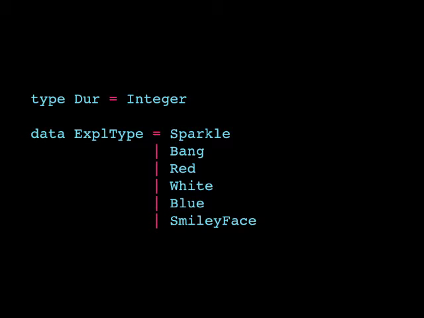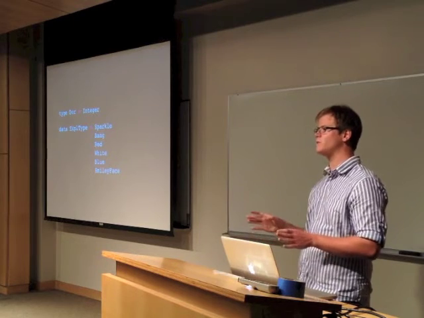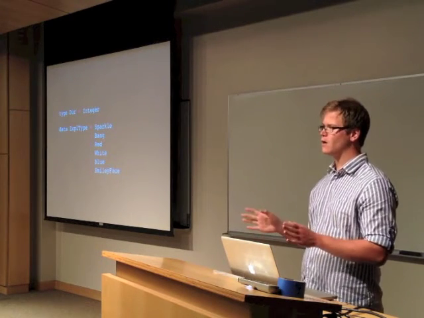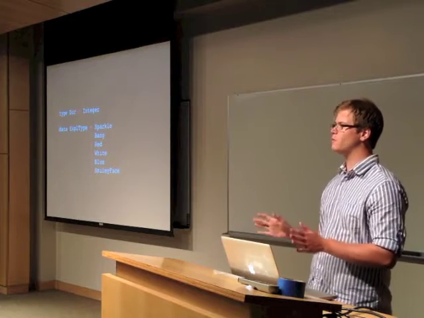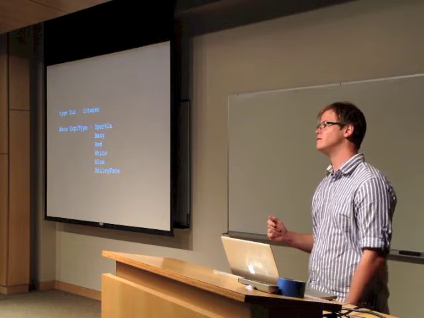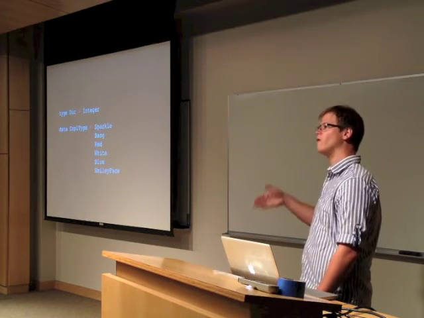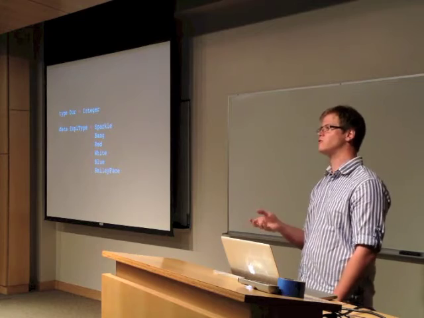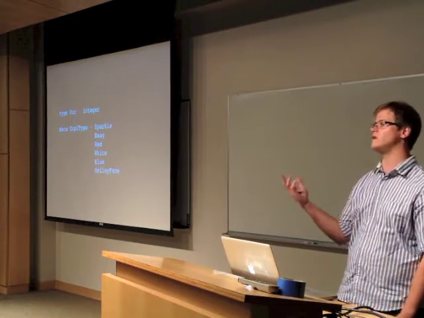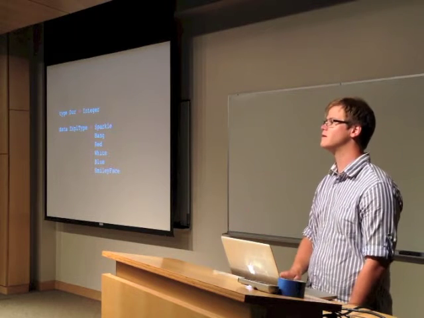So if you just want to have nice names for common values, you can give it a type synonym. You can say, oh, I know it's an integer, but how about we give it a better name and call it a duration, right? So it's just a Dur. And then, just like we did with the Boolean, where we had true or false, we're going to say that an explosion type is one of these. It's a sparkle, a bang, a red, a white, a blue, or a smiley face, right?